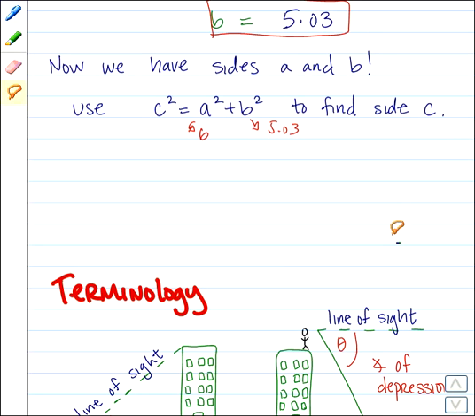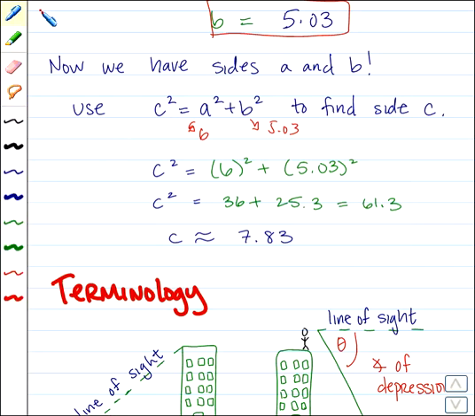Welcome back, folks. Let's finish up this problem. We have c squared equaling a squared, or 6 squared, plus b squared, 5.03 quantity squared. That gives you c squared is equal to 61.3. If you take the square root of both sides, you see that c is about 7.83 units long. Excellent job on that problem.